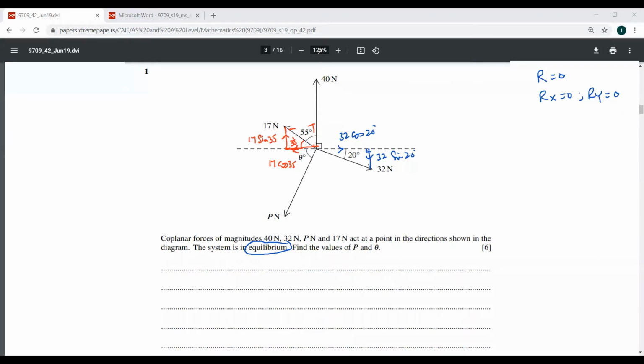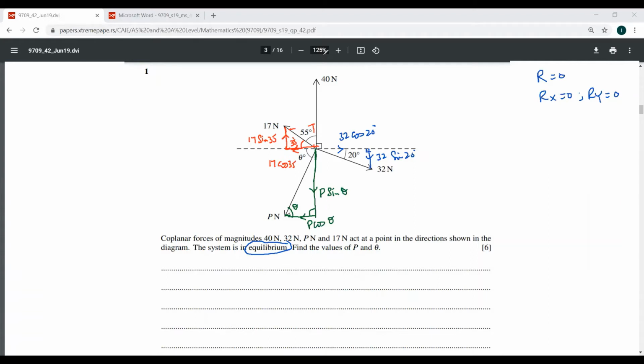Okay. And then I'll be resolving this force because there is some overlapping. So I'm just going to put this angle theta over here. Okay. So this force is going to be P sine theta, and this is going to be P cos theta. So we have resolved all the forces.